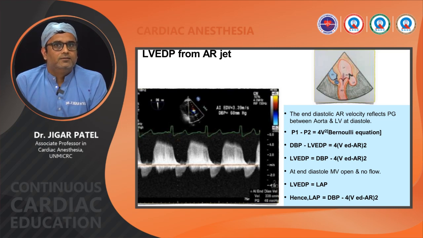At the end, this LV-EDP is equal to LAP, as at the end of diastole the mitral valve is open and there is no flow. So you can measure LA pressure through AR also.